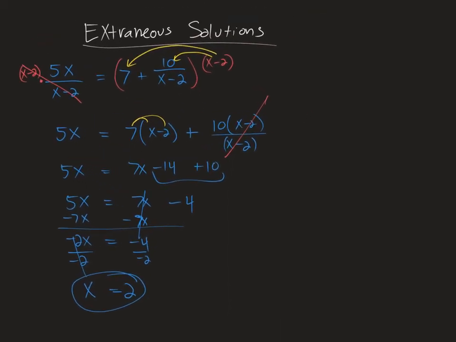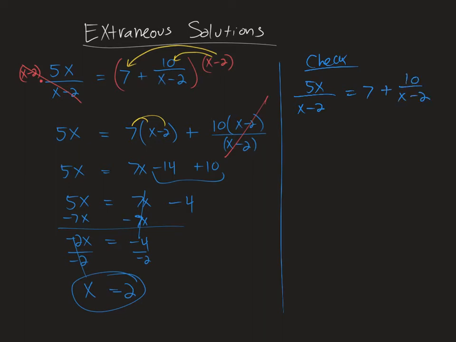I know in some of our previous videos we've gotten multiple, but now we need to go through and check. We need to check to see if I substitute x equals 2 back into the original problem, will it cause me problems? And by problems, I mean, will the denominator be 0? Because that's impossible to do. So I'm going to just recopy the problem. 5x over x minus 2 is equal to 7 plus 10 over x minus 2.